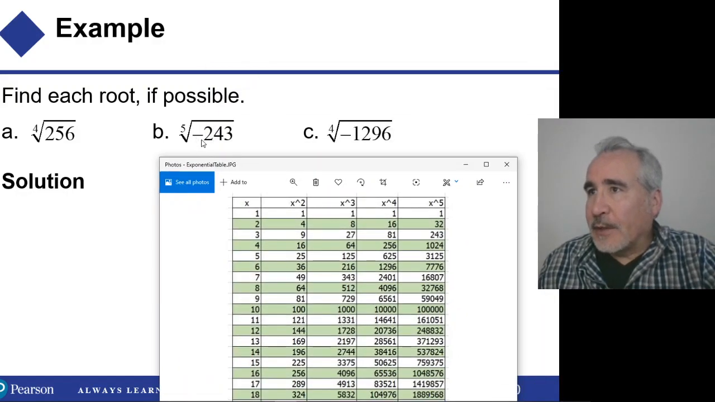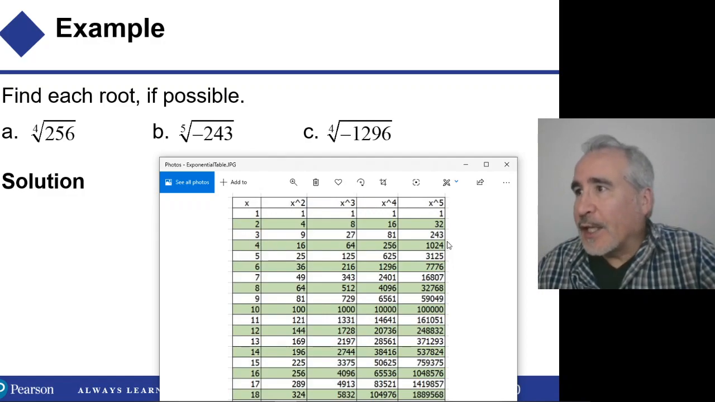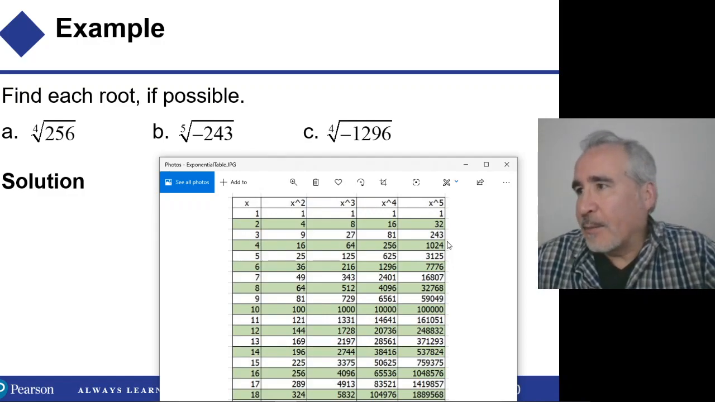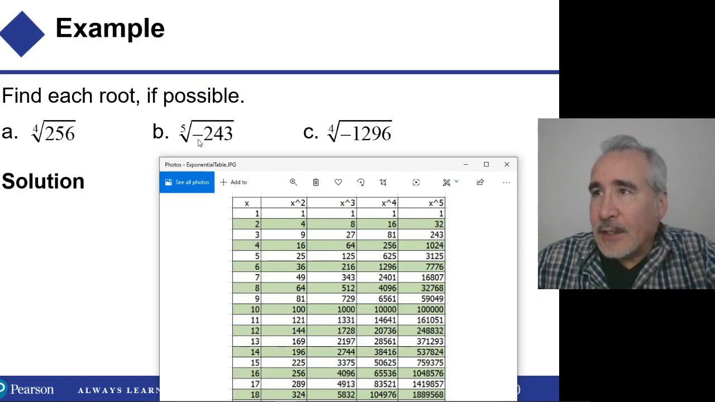The 5th root of 243, so we look for the 5th power. Again, that's 3, but who would know that? Not me. So that's why we have these little charts. 3 to the 5th power is 243, so the 5th root of 243 is 3. And again, since it's negative, it's okay. This is going to be negative 3.